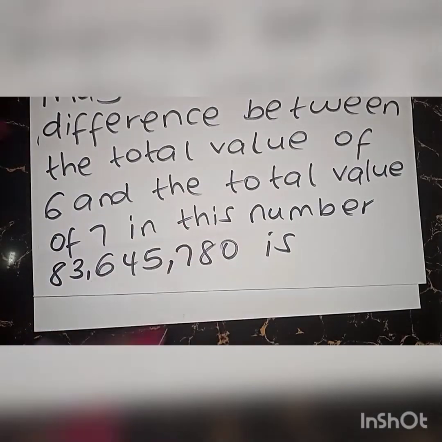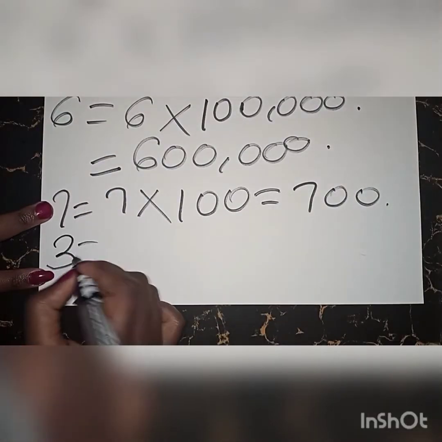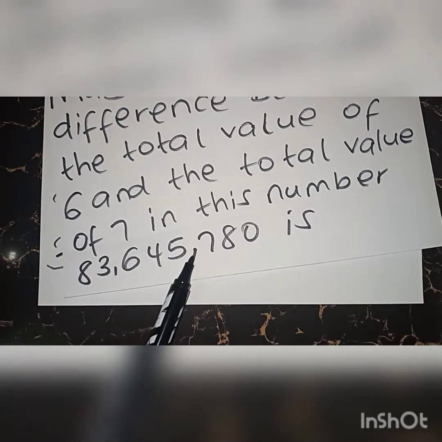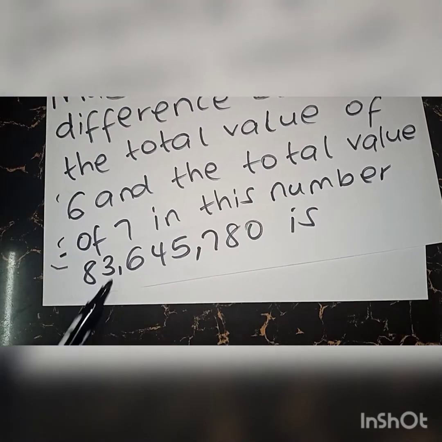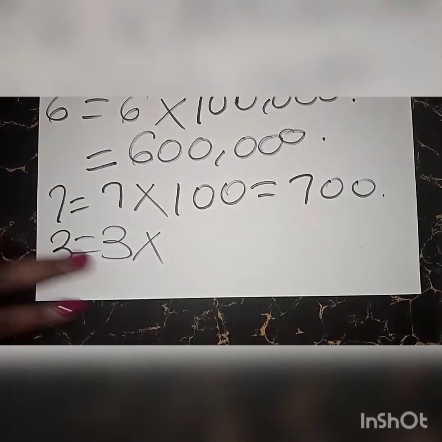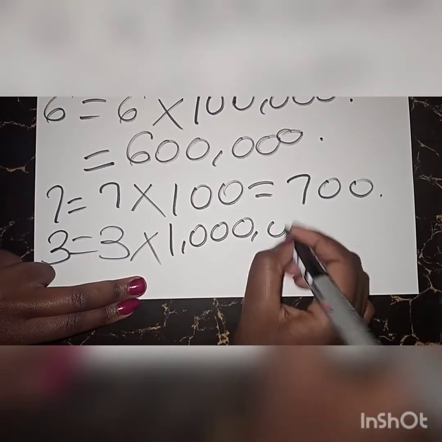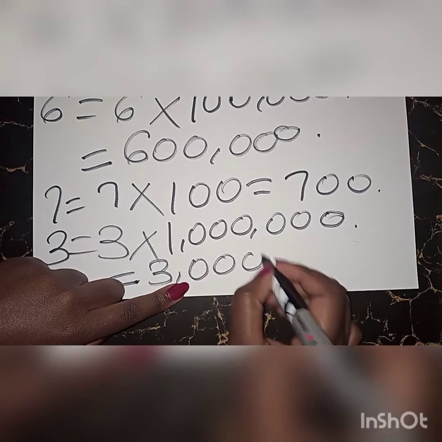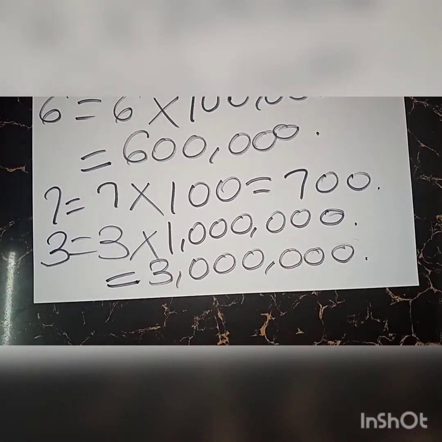Okay, what is the total value of 3 in this number? The total value of 3 will be 3 times the place value. What is the place value of 3? 1s, 10s, 100s, thousands, 10,000s, 100,000s, millions. Okay, so 3 times 1 million will give us 3 million. So we can comfortably conclude that the total value of 3 is 3 million. Okay, so let's now read the question again and see what we have been asked.